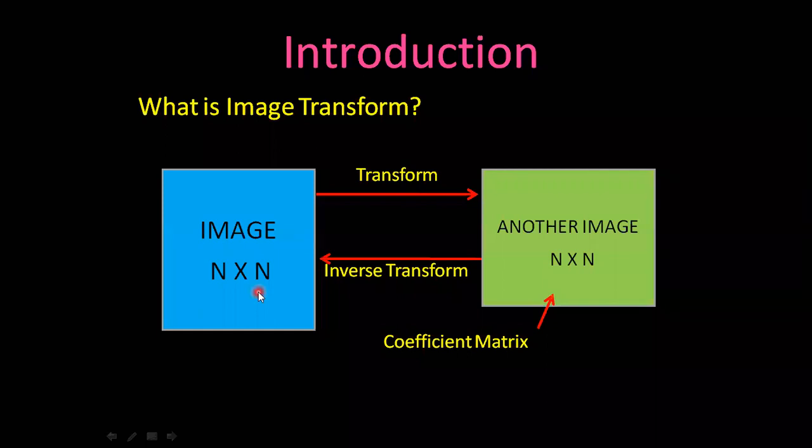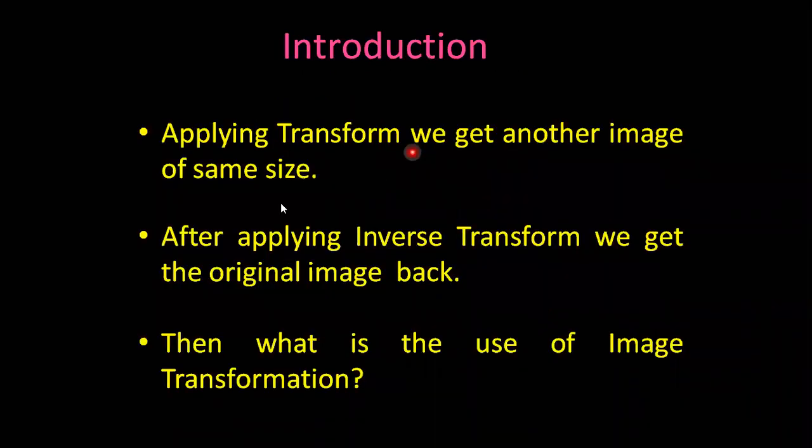Already in digital signal processing, we have seen the Fourier transform and the discrete Fourier transform. We need to observe them for digital image processing, right? So we also go for the fast Fourier transform for images, where computation will be very fast. So that is the image transform, right? Next, applying a transform, we get another image of the same size. After applying the inverse Fourier transform, we get the original image back. That is what I explained just now.